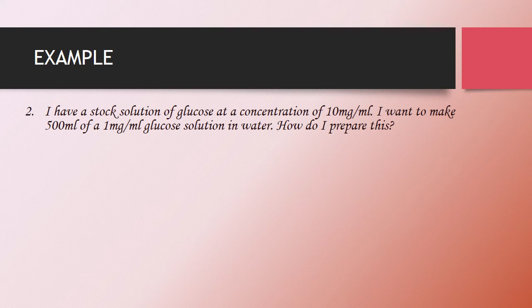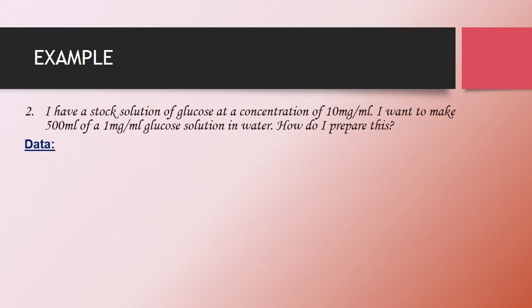Example number 2: I have a stock solution of glucose at a concentration of 10 mg per ml. I want to make 500 ml of a 1 mg per ml glucose solution in water. How do I prepare this? In this question, we have to prepare 500 ml of glucose solution whose concentration should be 1 mg per ml from a given stock solution at a concentration of 10 mg per ml. First of all, we note down the data given in the question.